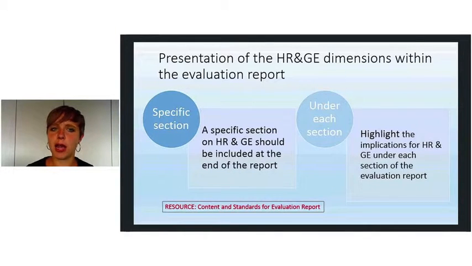We know that the UNEG guidance tells us that a specific section is the approach that should be adopted. However, highlighting the implications for human rights and gender equality under each section of the report can also be a good alternative or an addition. So let's take a look at how that could be done.